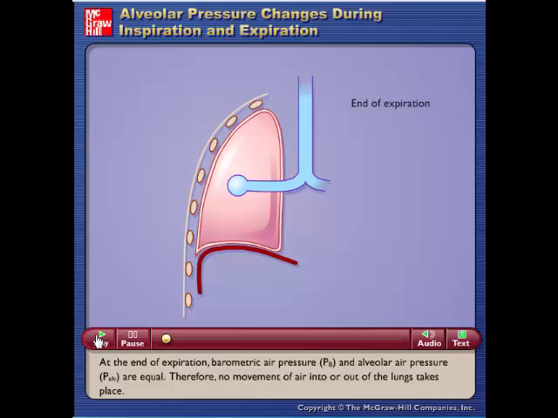At the end of expiration, barometric air pressure and alveolar air pressure are equal. Therefore, no movement of air into or out of the lungs takes place.